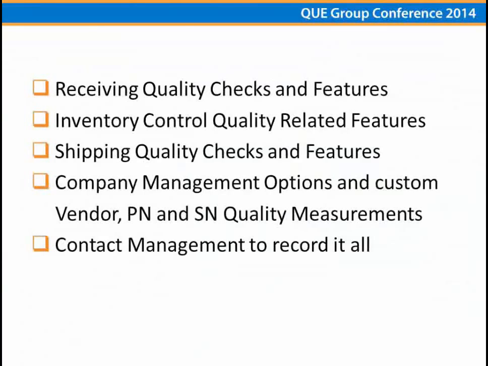We're going to look at some receiving quality checks and features. We're going to take a look at some inventory quality related features, some shipping quality related features. We're going to delve into a little bit of the company management options and take a look at some custom vendor part number and serial number quality measurements that we deploy at Worthington. And we're going to take a look at contact management to kind of bring it all together.